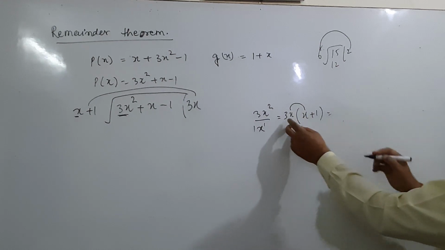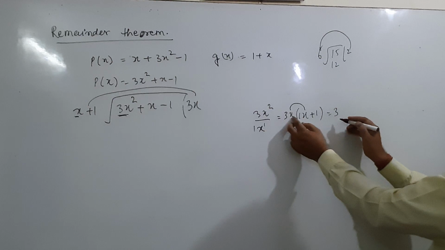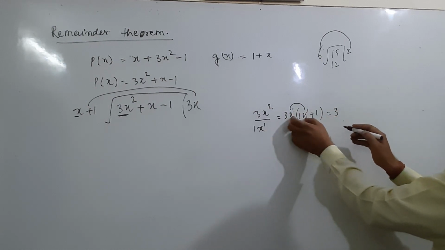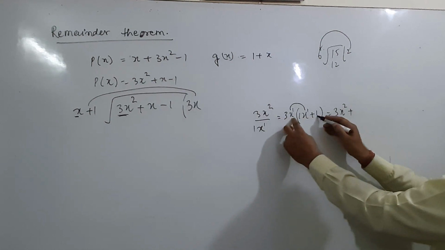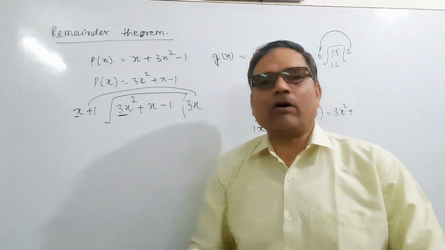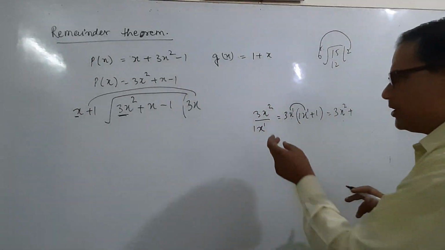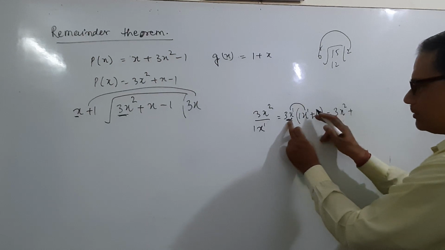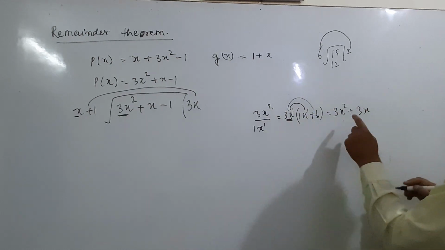What is your answer? 3 times 1 is 3. x multiplied by x: this is power 1, this is power 1, 1 plus 1 is 2, so x square. Plus 3x multiplied by 1. When we multiply any polynomial or any numerical value by 1, the value will be the same. Here is plus, this 3x multiplied by 1. What is your answer? 3x.